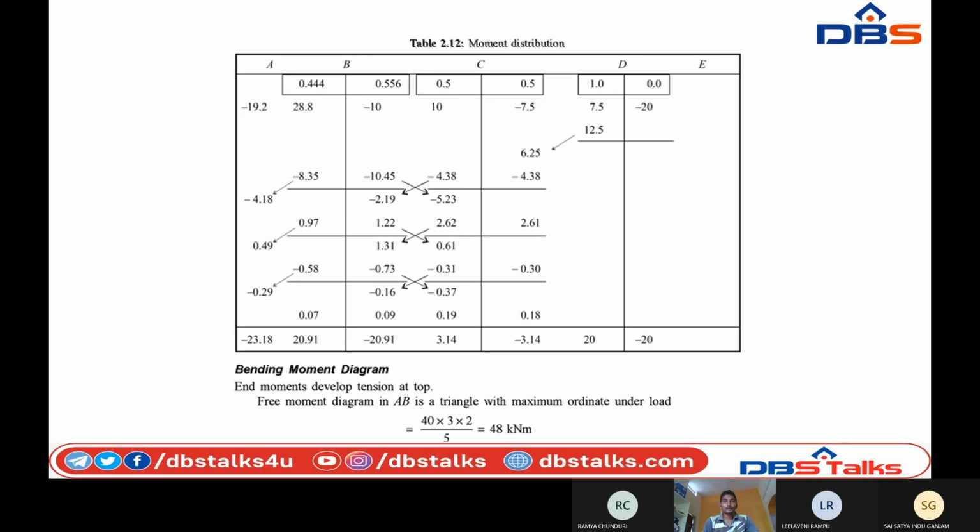This is the moment distribution method distribution table. Here we have AB, BC, CD, and DE. The distribution factors are: at B, BA equals 0.444 and BC equals 0.556; CB equals 0.5 and CD equals 0.5; DC equals 1.0 and DE equals 0. The fixed moments are minus 19.2, 28.8, minus 10, 10, minus 7.5, 7.5, minus 20.